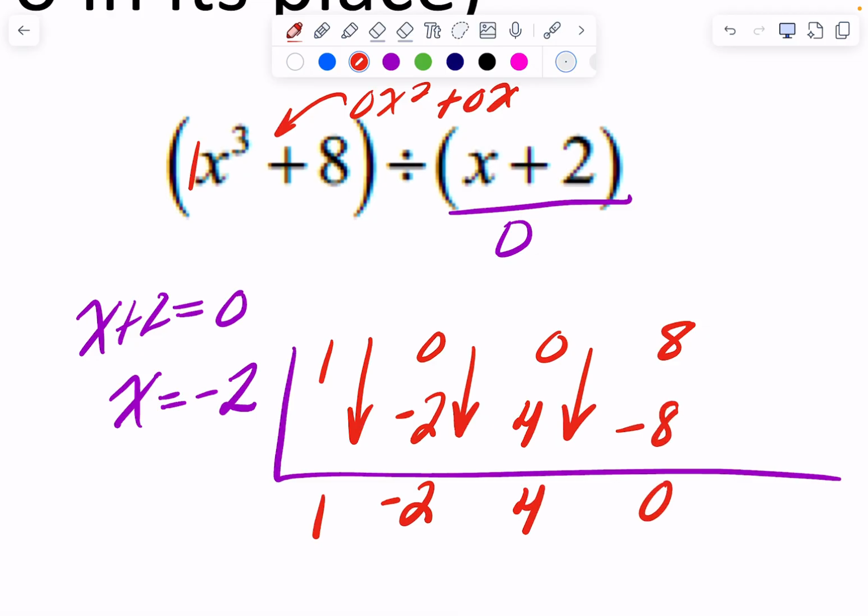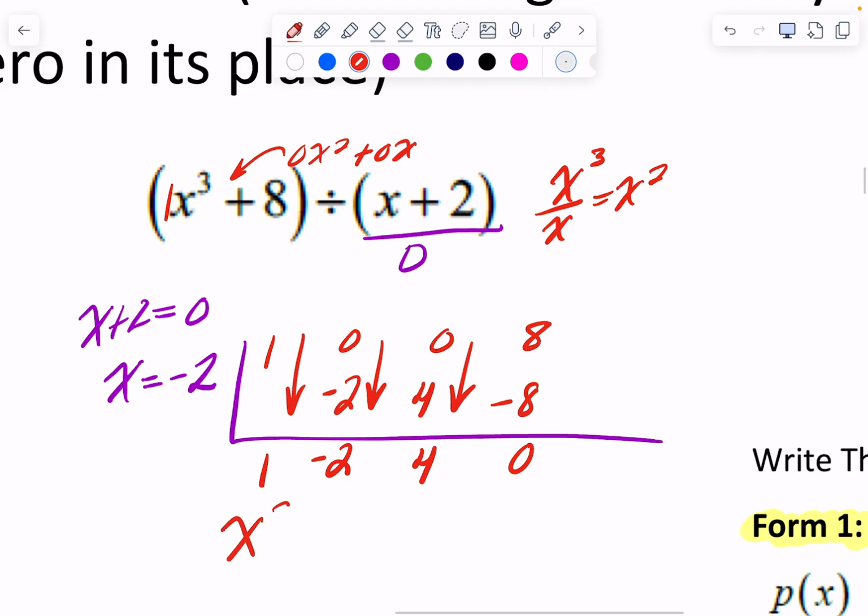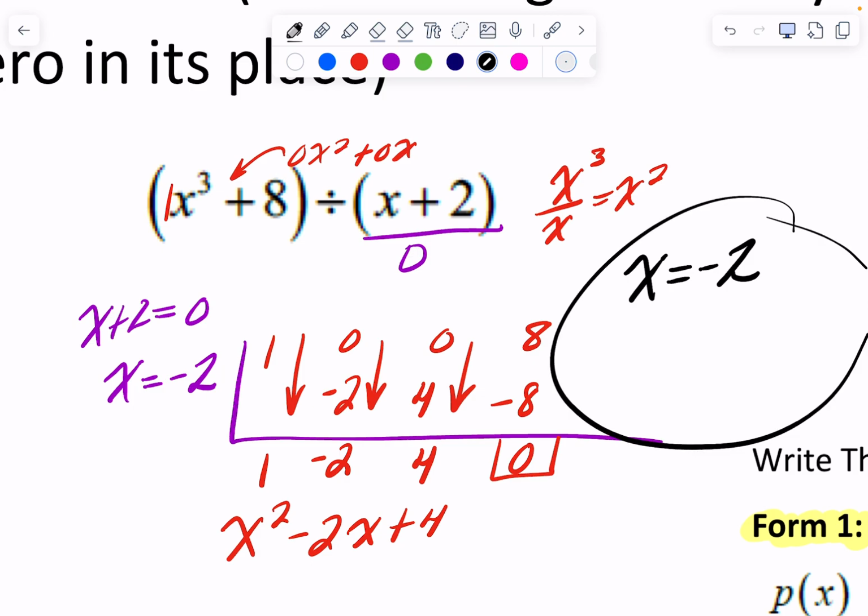Now I'm going to do it again. x cubed divided by x is x squared, so this should be 1x squared minus 2x plus 4. The remainder comes after the constant, so we ended up in the right spot and I didn't forget any zeros. It divided perfectly. So let's make a conclusion here: x equals -2 must be a solution to x cubed plus 8. I was just pointing that out because that's how we use this.